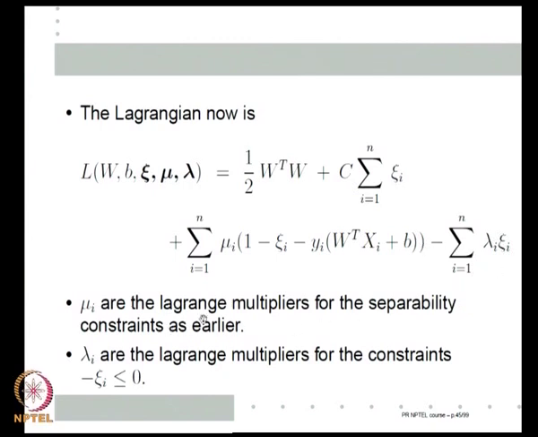So, mu I are the Lagrange multipliers for the separability constraints as earlier for each example, and lambda I are the Lagrange multipliers for the constraints minus Ji less than or equal to 0. Okay, so this is my Lagrangian. What will be my Kuhn-Tucker conditions? I have to get the gradient with respect to W equal to 0, the derivative with respect to B equal to 0, and the partial derivative with respect to each of the Ji equal to 0. That is the derivative constraints. Then I need feasibility, all constraints should be satisfied, mu I should be greater than or equal to 0, lambda I should be greater than or equal to 0, and there is complementary slackness.